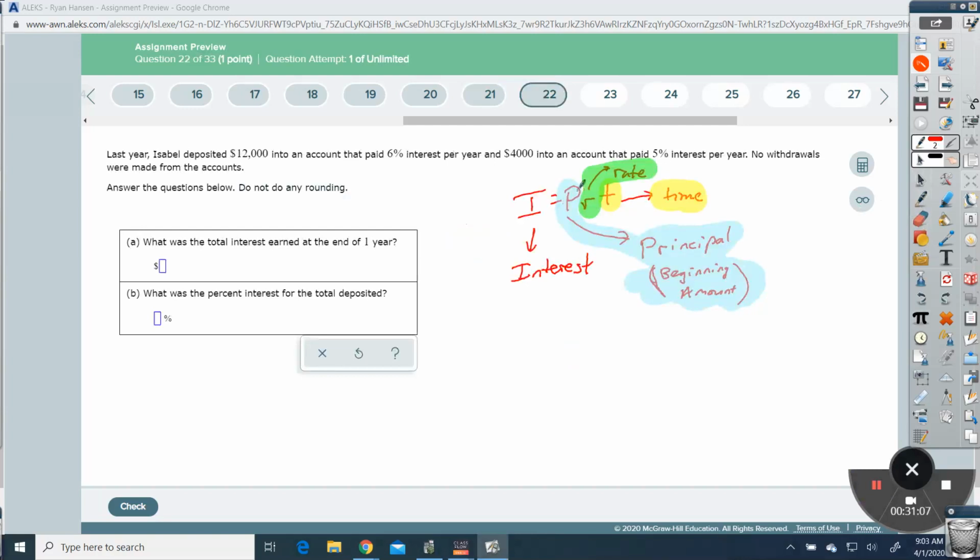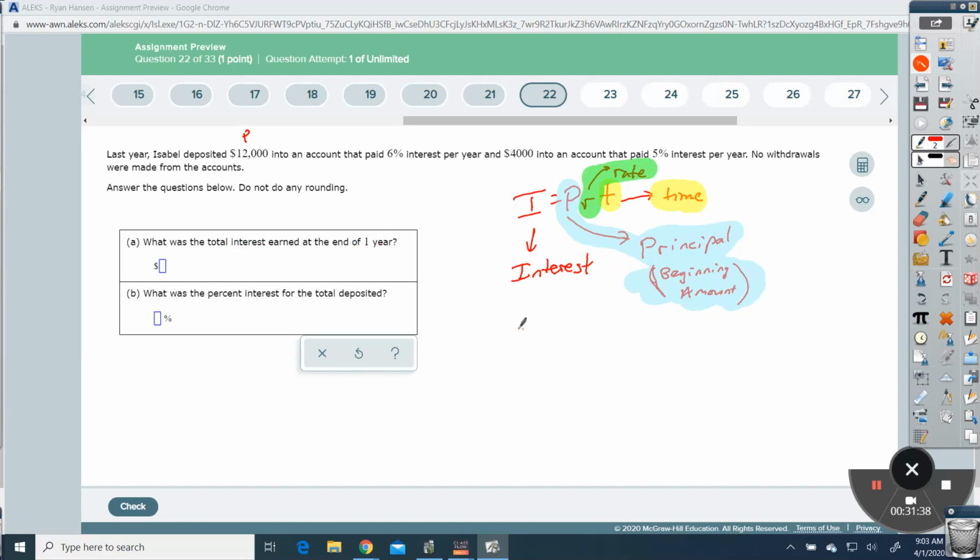So to do this problem, you need to know a formula. Interest equals principal times rate times time. So anyways, that's the interest formula: principal times rate times time. It says last year, Isabel deposited $12,000, so that's her principal, into an account that paid 6% interest per year. And she put $4,000 into another account that paid 5% interest per year. She didn't take any money out. What was the total interest earned at the end of 1 year?